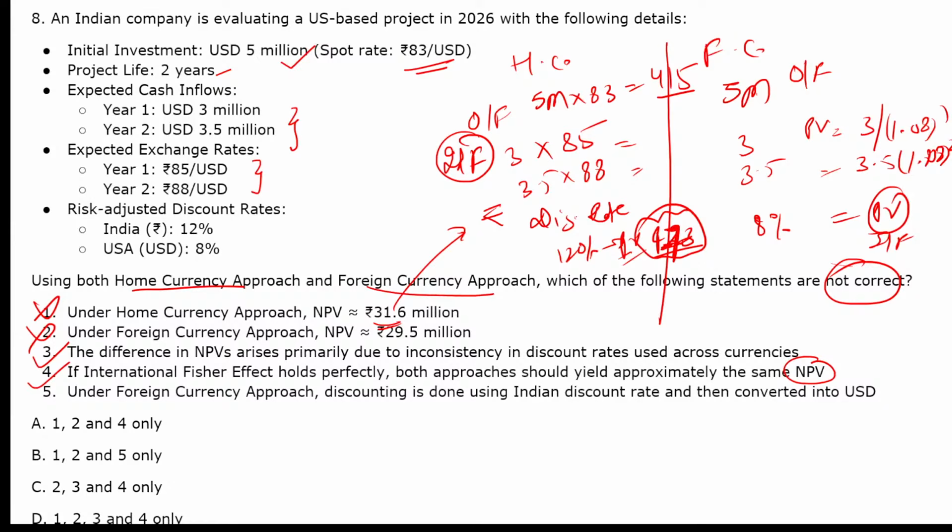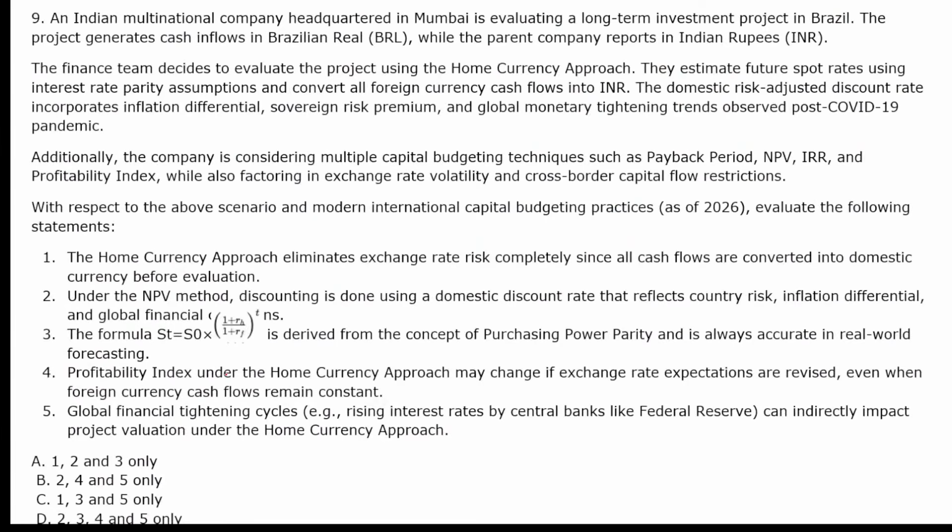Under FCA, discounting is done using Indian discount rate and then converted into USD. Wrong. You calculate in USD and then the discounting rate is also of USD only. You use foreign discount rate and not Indian rates. Okay, so this is wrong. So 1, 2 and 5 are incorrect. So B is the correct answer.